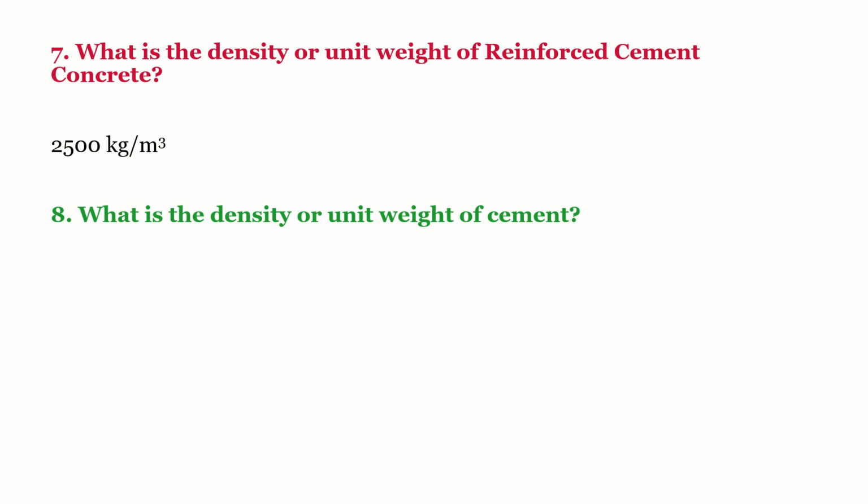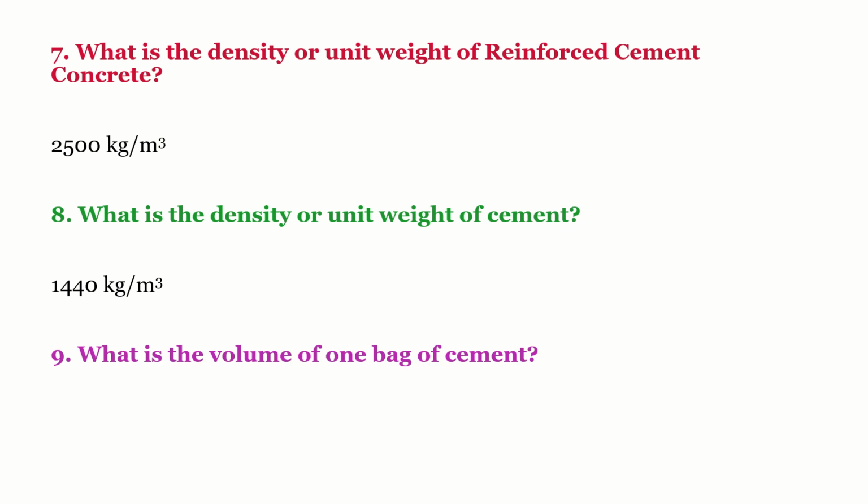What is the density of cement? Density is also sometimes called unit weight. So what is the unit weight of cement? Unit weight of cement is 1440 kg per meter cube. Next question is, what is the volume of one bag of cement? This is a very important question. One bag of cement volume is around 0.0345 meter cube. We will be using this during mix design of concrete. So 0.0345.